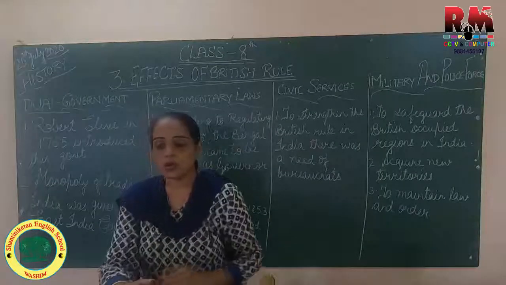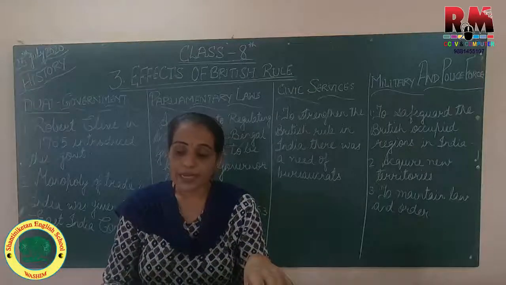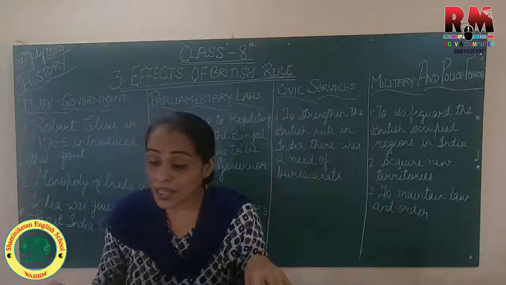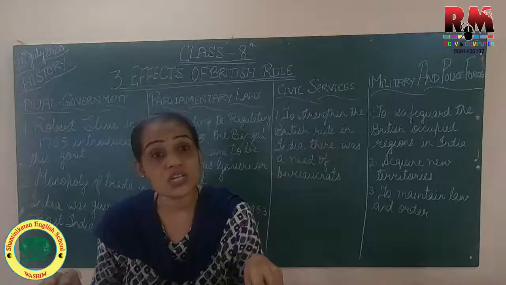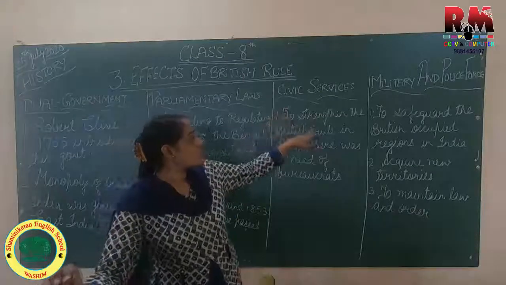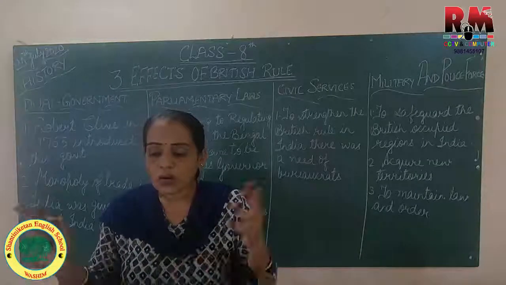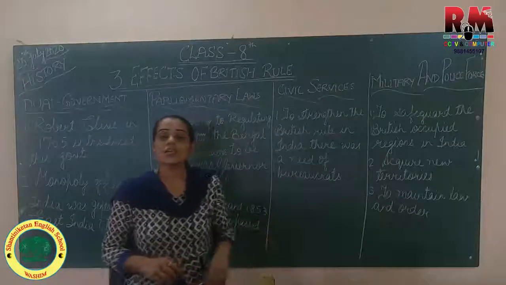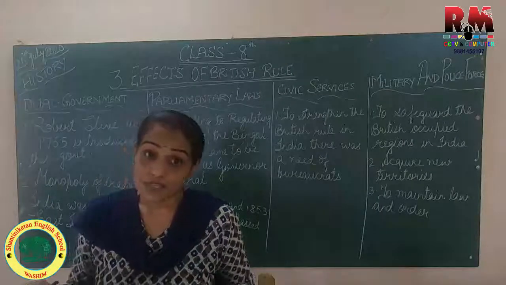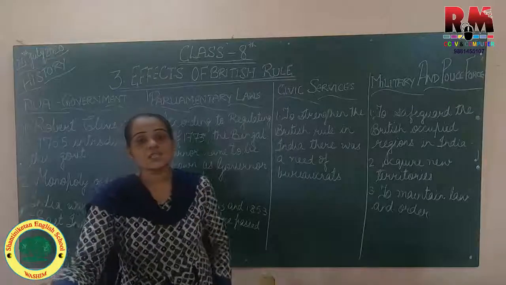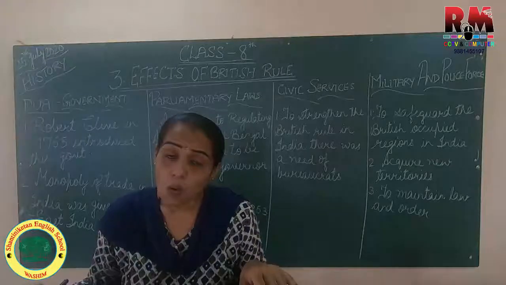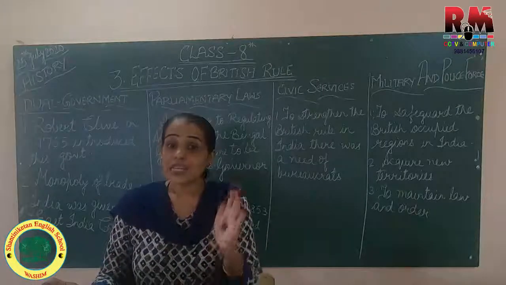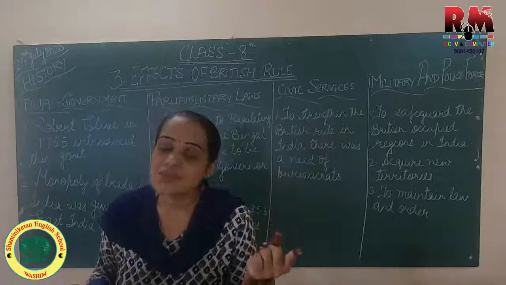With the emergence of British rule, a new administrative system developed in India, that is civil services, military, police force and judicial system. They became the main pillars of administration in India, and as a result, civil services were started in India. What was the need of the civil service? To strengthen the British rule in India, there was a need of bureaucrats. Bureaucrats means officers. Lord Cornwallis introduced bureaucracy. What is the meaning of bureaucracy? Bureaucracy is an organization that is complex with multi-layered systems and processes.